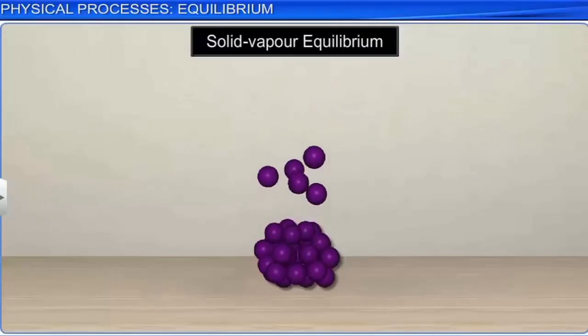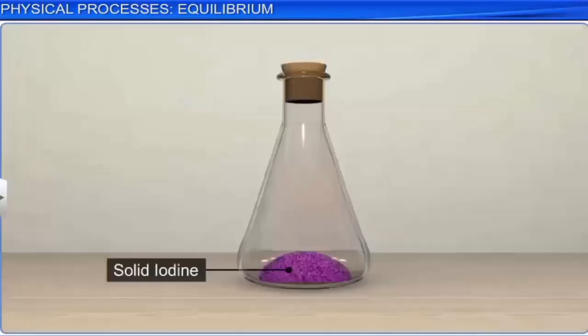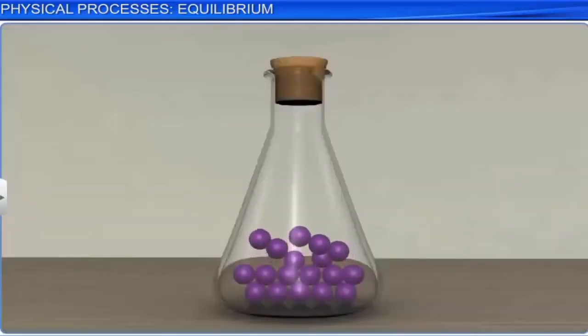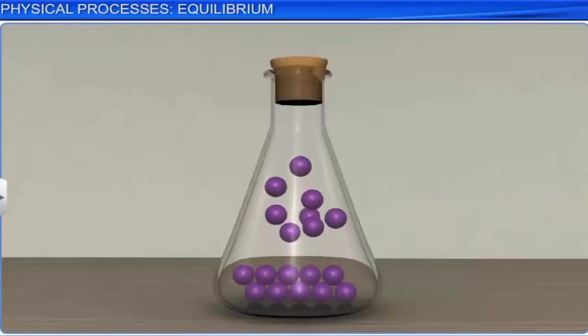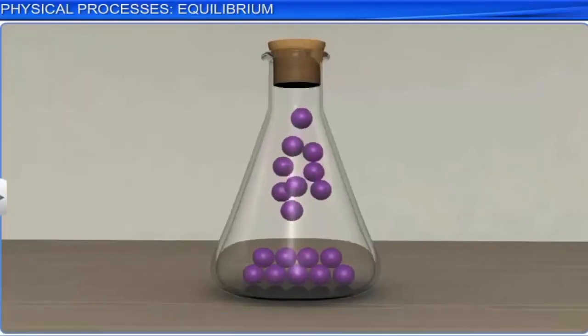Observe the solid iodine placed inside the conical flask and fitted with a cork. You can see the vessel getting filled up slowly with violet vapors. Have you observed that the intensity of the color has become constant? At this stage, we can say that an equilibrium state has been attained for the system. At equilibrium, the solid iodine sublimes to give iodine vapor, and the iodine vapor condenses to give solid iodine. The equilibrium can be represented as I2 solid in equilibrium with I2 vapor.